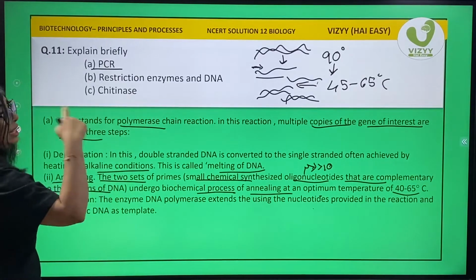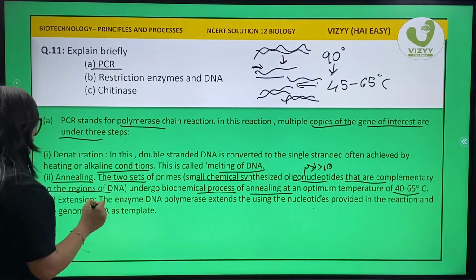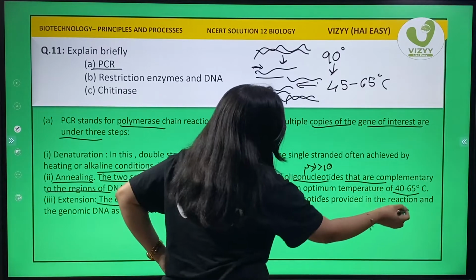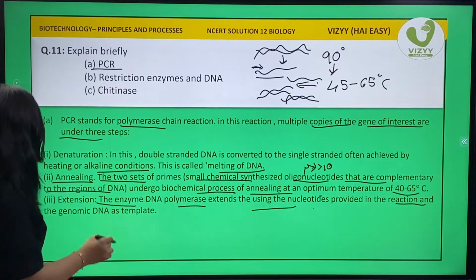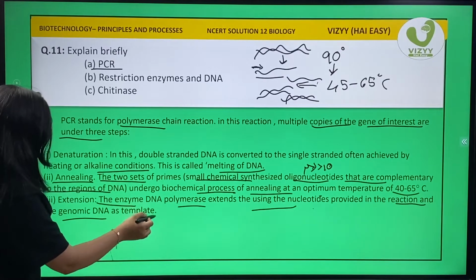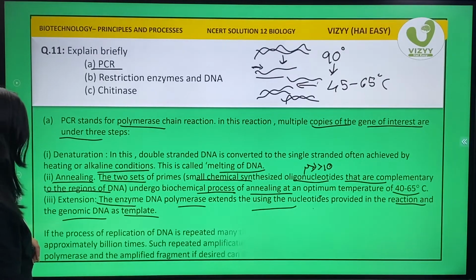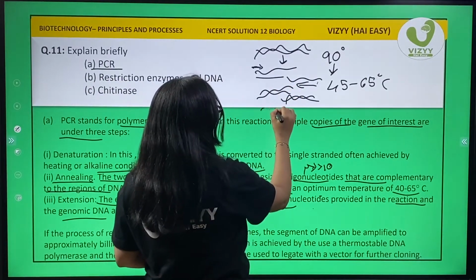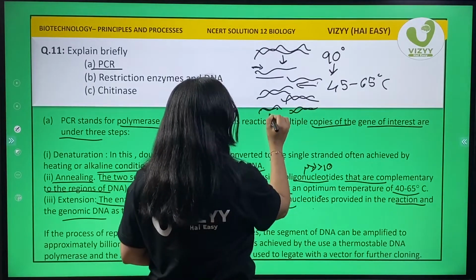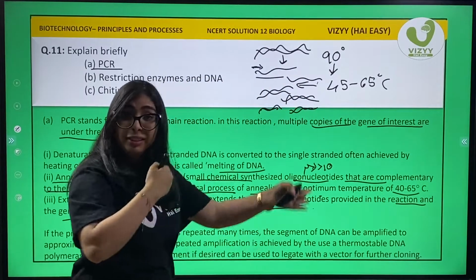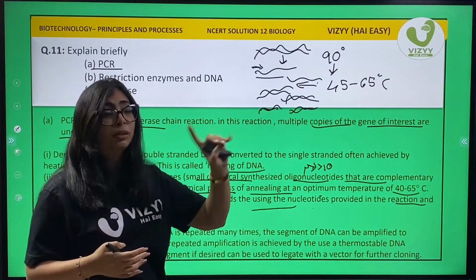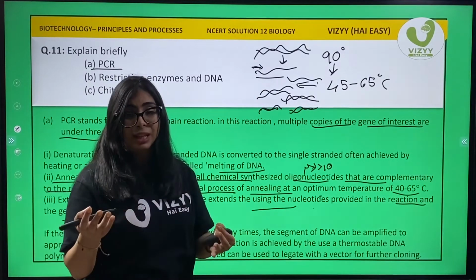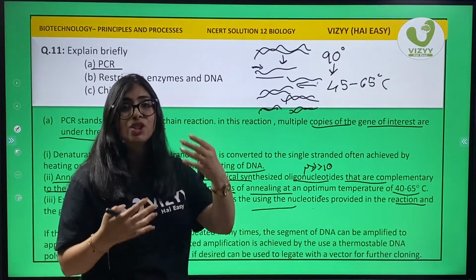Now, after annealing, what are we going to do? We are going to do extension. The enzyme DNA polymerase extends the primers using nucleotides provided in the reaction, with the genomic DNA as the template. So we will get 2 copies. These 2 copies will again undergo the same cycle continuously. So from one strand of DNA, we obtain multiple strands of DNA, and that is known as polymerase chain reaction.